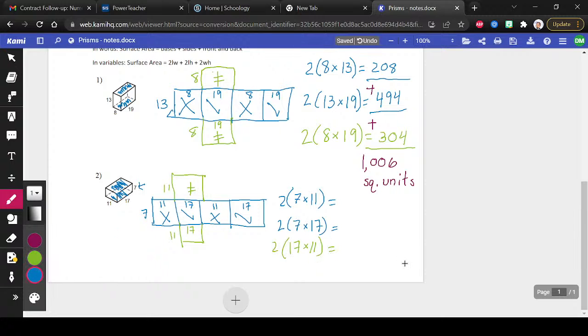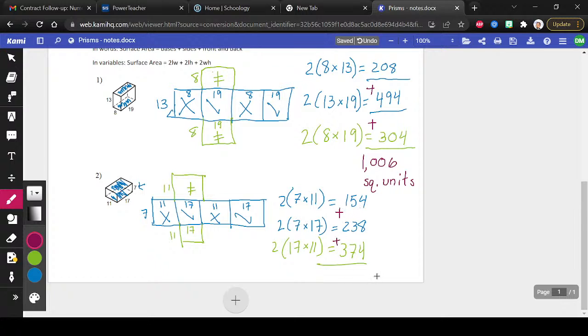So away we go. 2 times 7 times 11 is 154. 2 times 7 times 17 is 238. And then 2 times 17 times 11 is 374. And again, what we do then is we add all three of these numbers together.